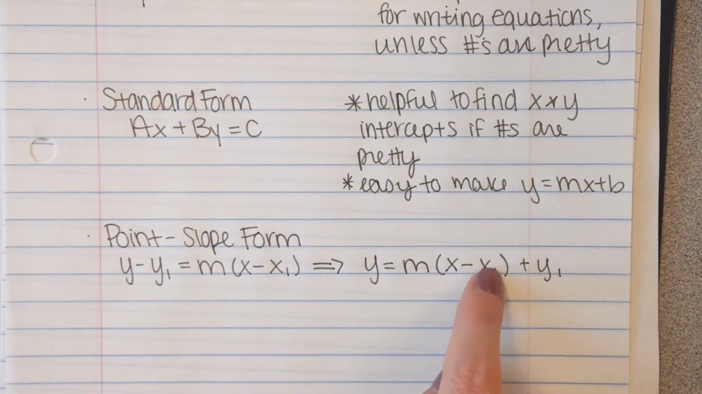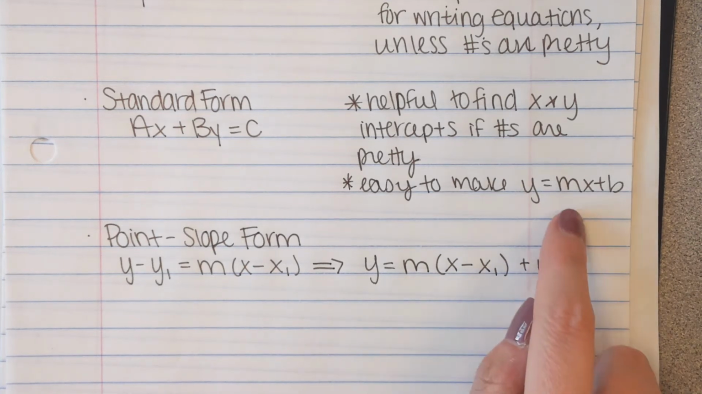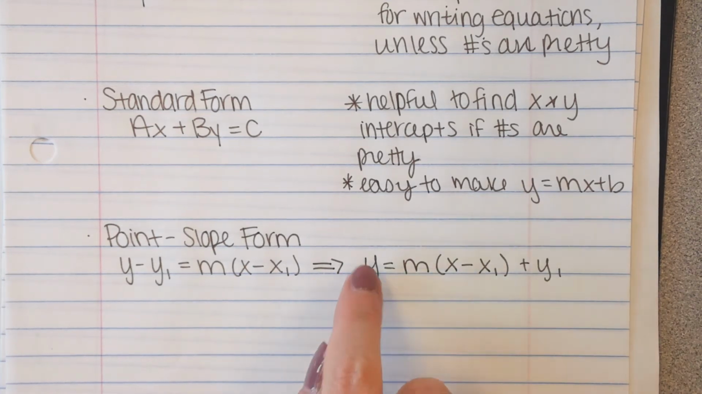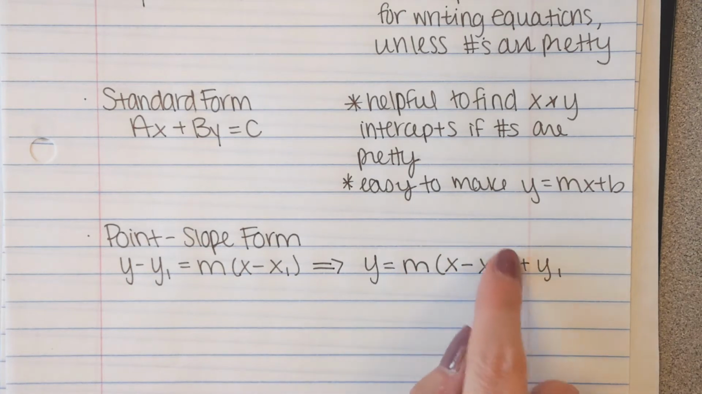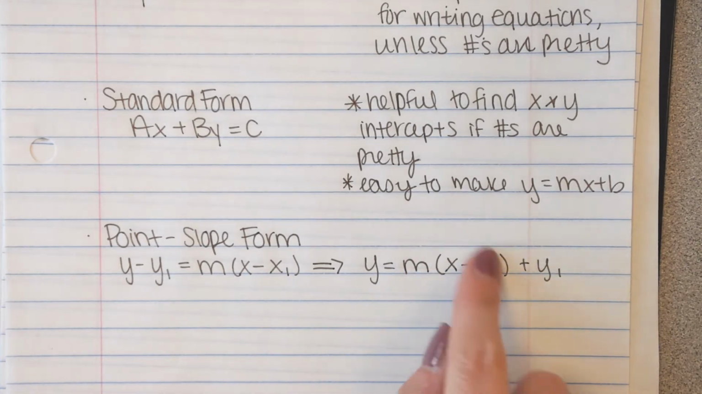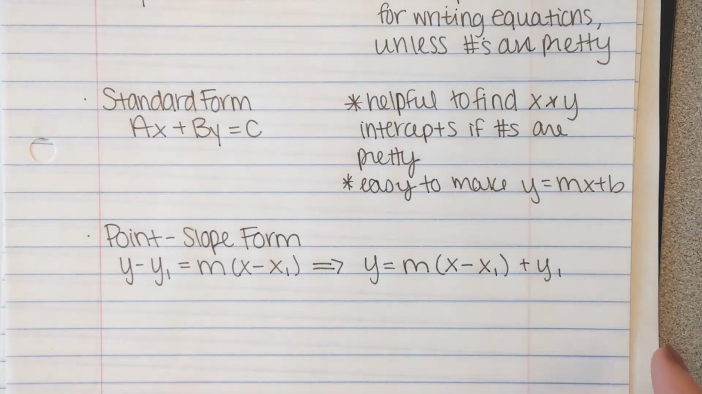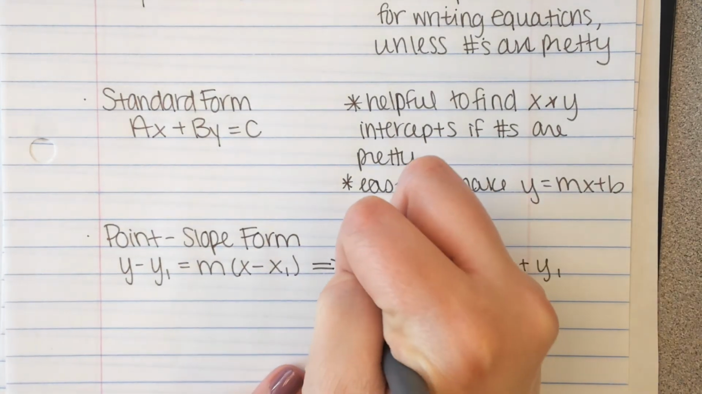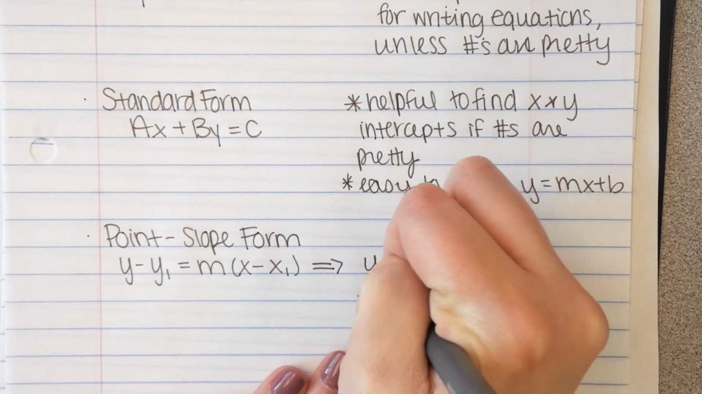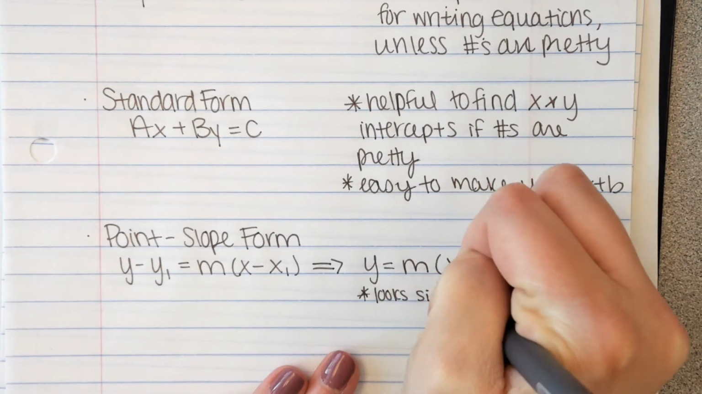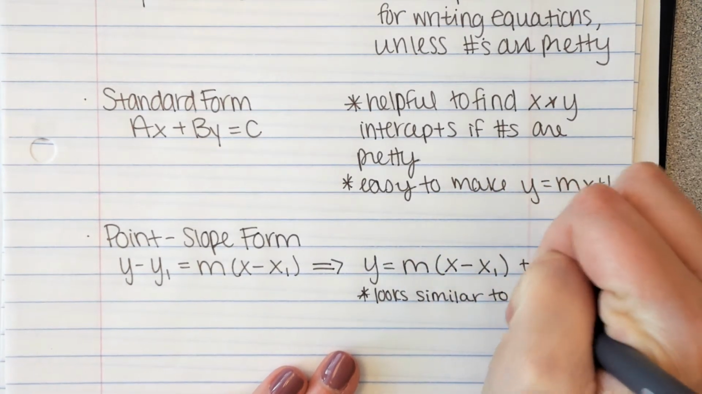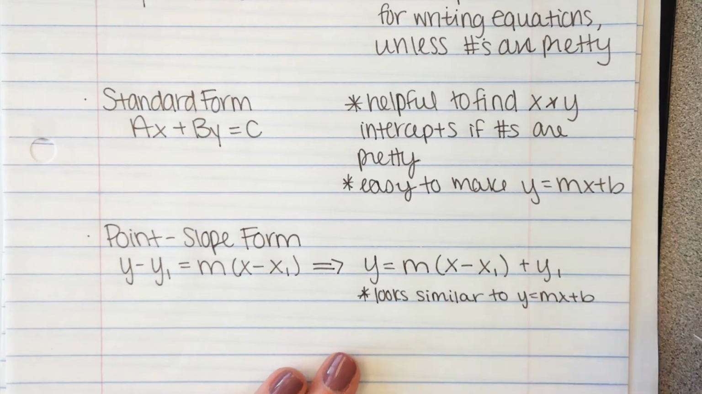So this one actually looks a little bit more like our slope-intercept form that we're used to. We have y equals the slope, and then this is a little bit different. It's still got our x, but we're going to have another value in there, and then plus y1, so plus that y value on the end. So you can make a little note: this looks similar to y equals mx plus b.